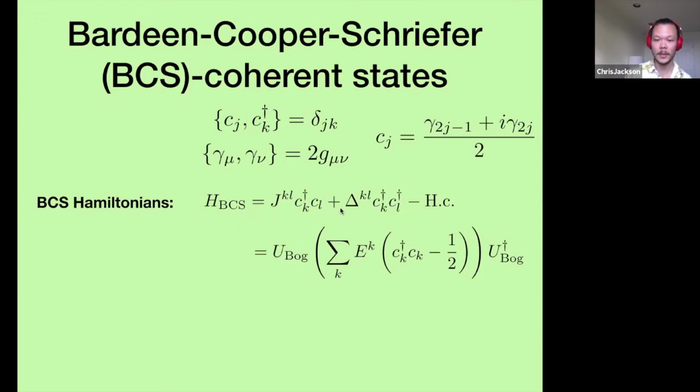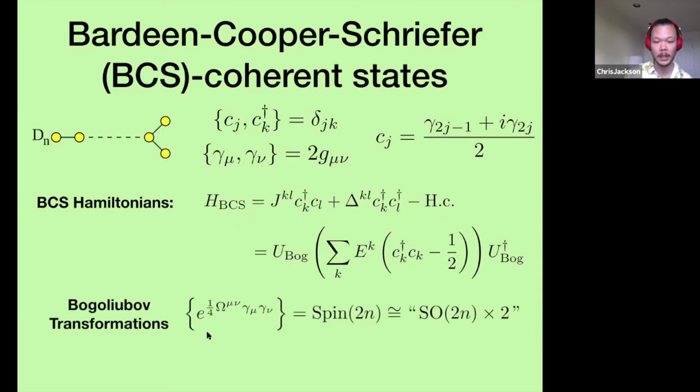simply. And the kind of unitaries that diagonalize these kind of Hamiltonians are called Bogoliubov transformations. And these Bogoliubov transformations form a group called the spin group, which is essentially the same as the group SO2N up to a double cover. If you guys have ever thought about spin systems, this is the same kind of double cover that shows up.